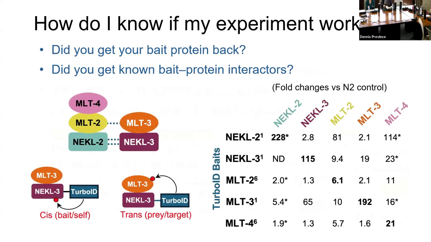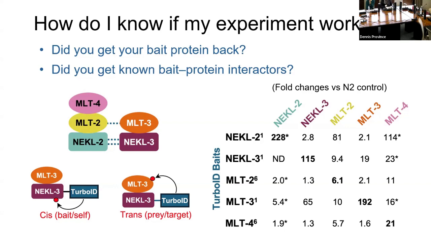So this is an example of fold changes. Again, I'll remind you, this is the complex, so 5 proteins. This is the idea of cis biotinylation versus trans. These are from 2 different experiments that I just combined. This is what was detected up here, color-coded: NECL2, 3, MUL2, 3, and 4. And these were the TurboIDs, and the diagonal is the self, and that's also in bold. So if we look at NECL2, 228-fold upregulated.